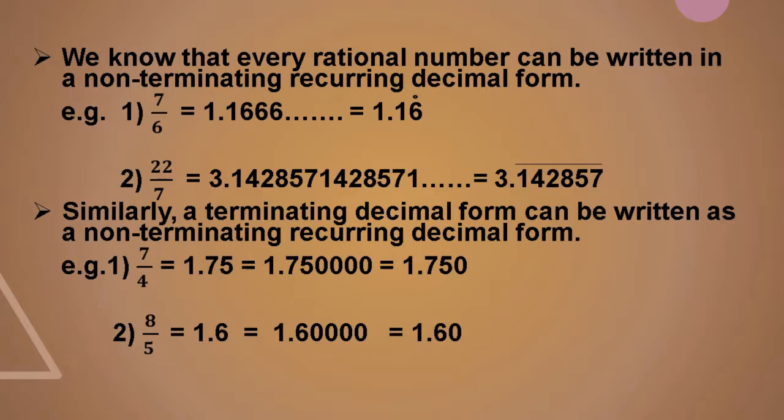Second example, 22 by 7, which is equal to 3.142857.